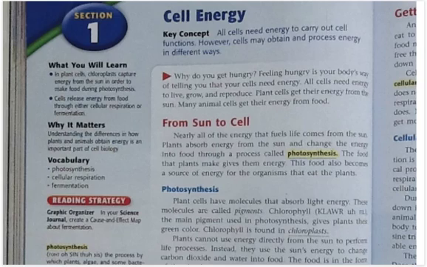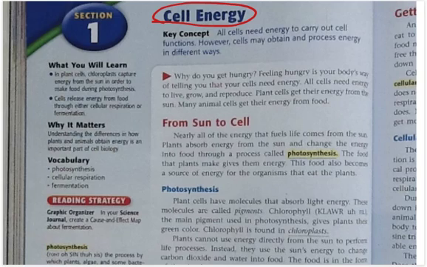So first, we're going to be reading some in the textbook. This is page 148 from your textbook. I'm simply just going to read. You can follow along. I'll also highlight certain things as we go through. But first, I'm going to start up here with the main topic, cell energy. The key concept: all cells need energy to carry out cell functions. However, cells may obtain and process energy in different ways.